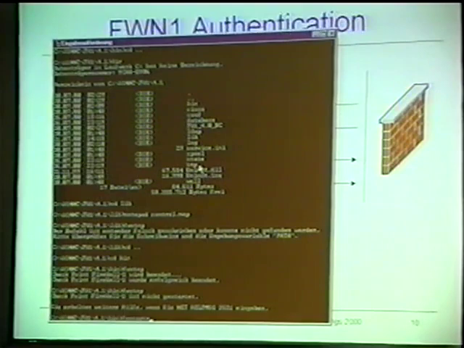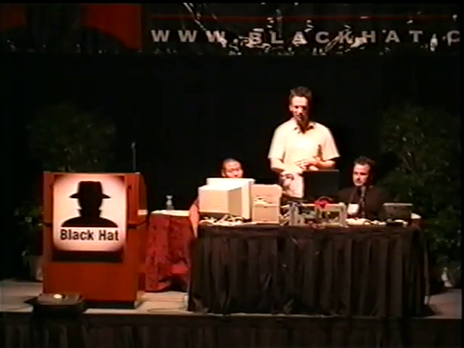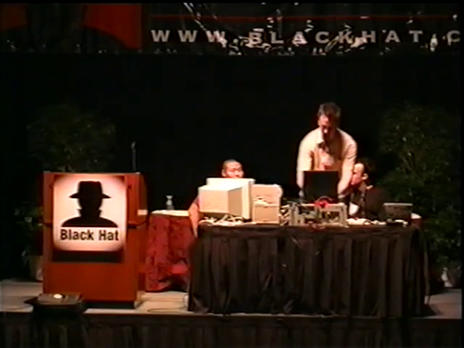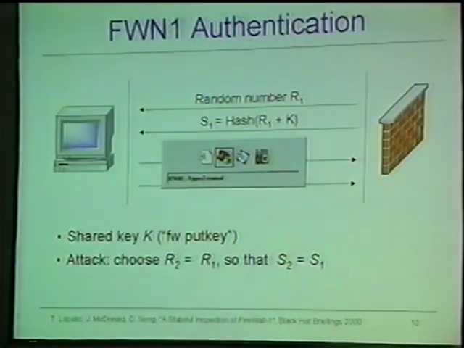FW start. So now, for the unload command, we have configured FWN1 authentication on the IP440. So we will this time attack the IP440. Okay, so let's see whether this actually works.